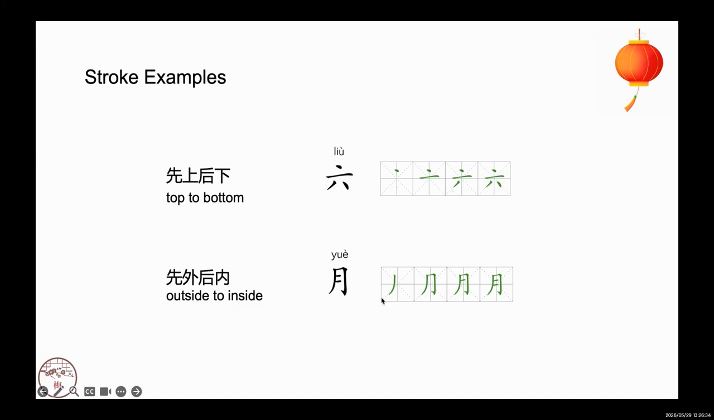From outside to inside, 月 means moon. So it's like a rectangle without the bottom line. So we start from the outside. Also, on top of that, we also follow the rules of left to right. So first we start from left. Then gradually we write towards right. After we finish all the strokes outside, we start writing the strokes inside.